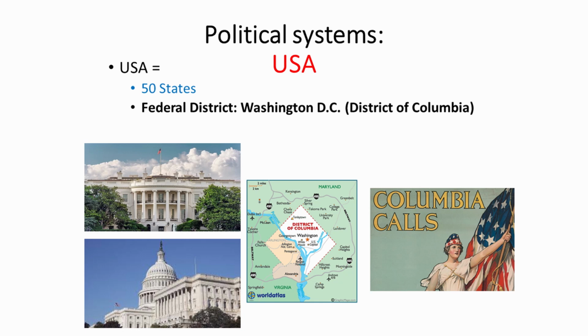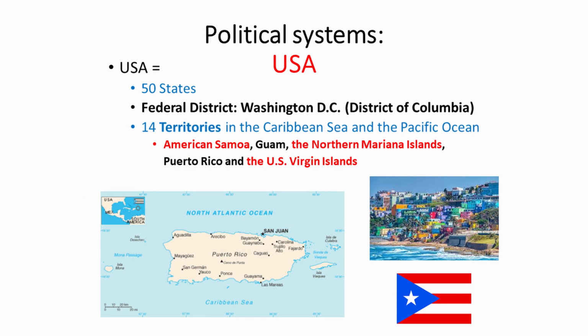Washington, D.C. is the seat of Congress, that means the legislative body of the United States, and also of the White House, where the President of the United States lives and works. Other entities also include 14 territories of the United States, which can be found in the Caribbean Sea and in the Pacific Ocean.